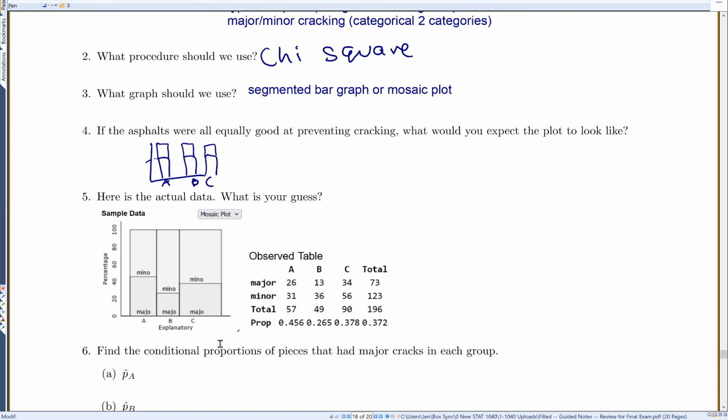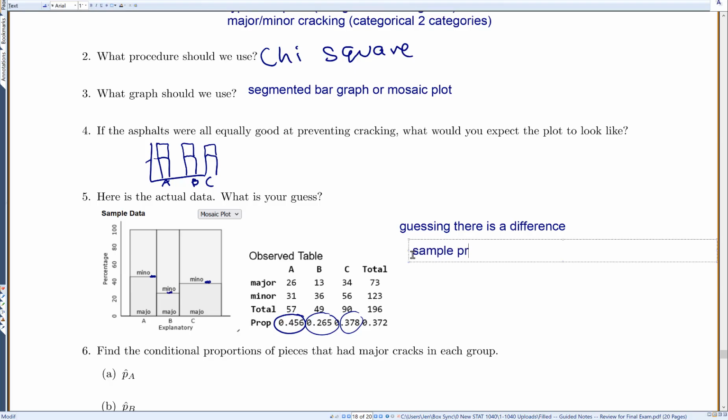Now, here's our actual data. What's our guess of whether we think that the asphalts are equally good? Okay. So we have one that's up here and one that's down here and one that's here. I'm guessing there's a difference. Okay, they don't seem to be equally proportioned there. You can look at the conditional proportions, 0.45, 0.26, 0.378. My proportions seem to be different.